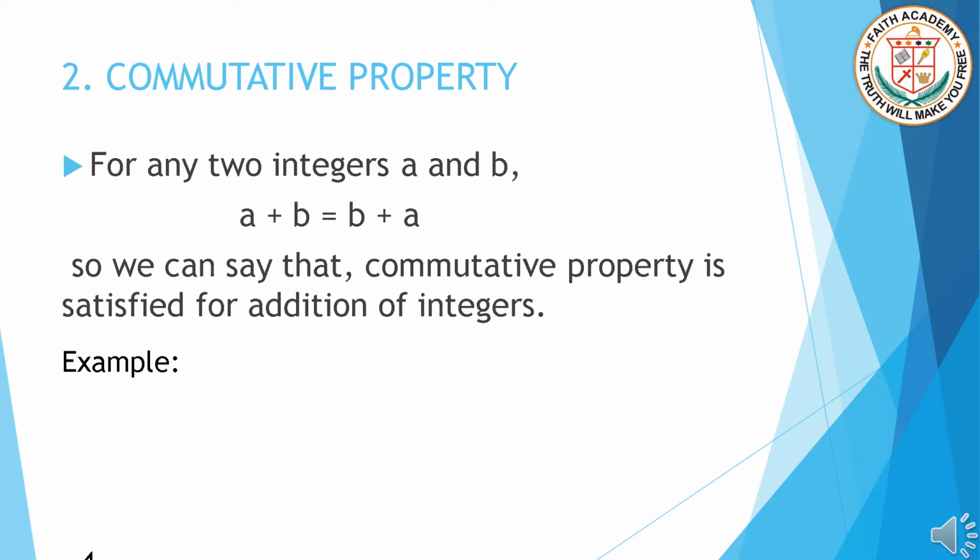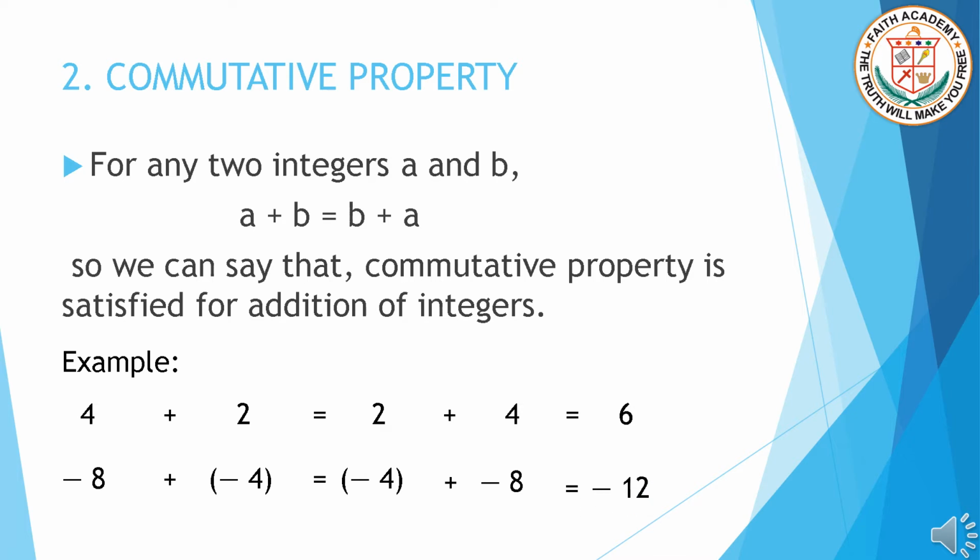Here if we add 4 plus 2 or if we add 2 plus 4, we get the sum as 6. Let us look to another example. If we add minus 8 and minus 4 or minus 4 and minus 8, the sum would be minus 12. So this proves that commutative property for addition of integers is satisfied.